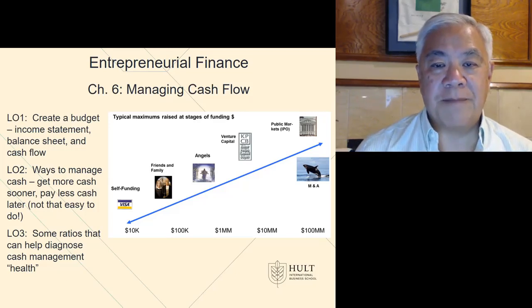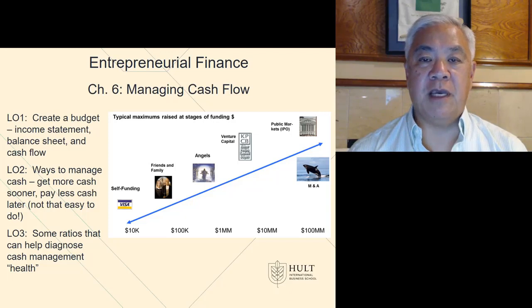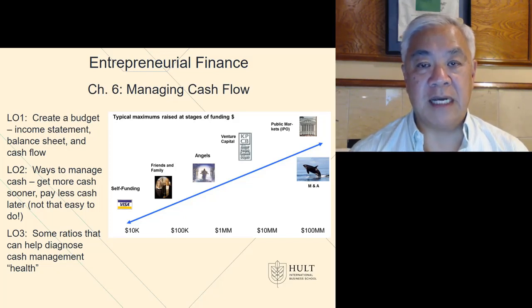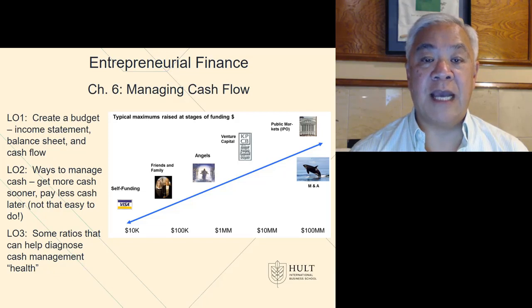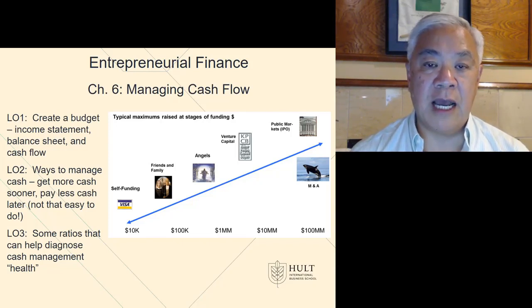All right, so we're on to chapter 6, which is managing cash flow. We've built up to this first by looking at accounting and accounting statements, and then financial analysis. And now we're going to be managing, looking forward into the next few months for cash flow. So first we're going to look at how do we do budgeting, and that involves income statement, balance sheet, and cash flow statements. Second, we're going to look at how we can achieve better cash management.